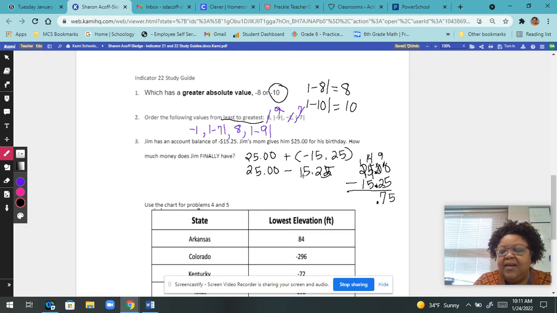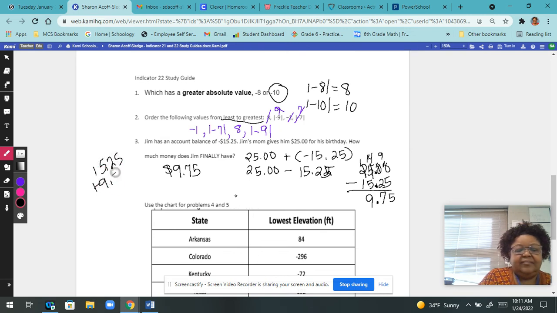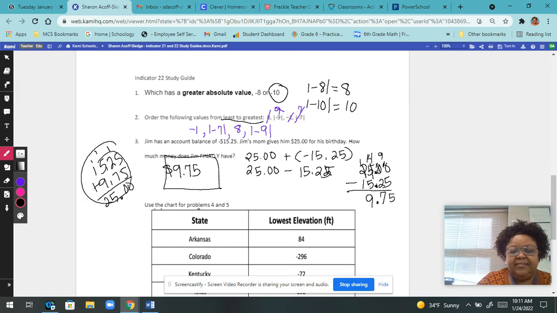14 minus 5 is 9. So he has $9.75. So he should be glad that he got that. And to check it, you can add that back together. And so we see that we are correct. But this is the answer right here.